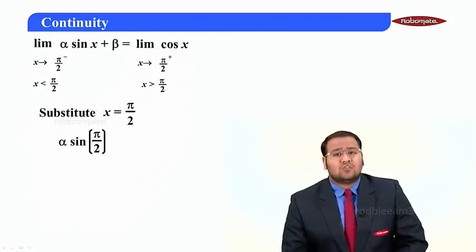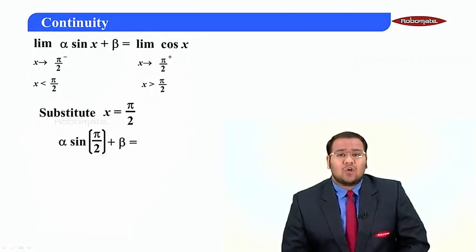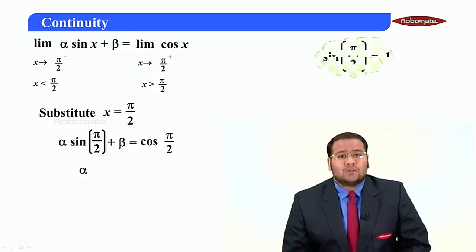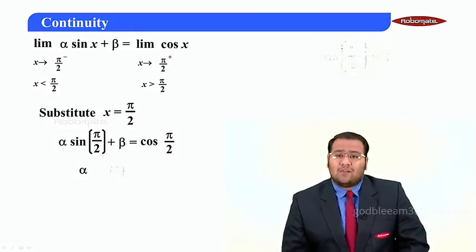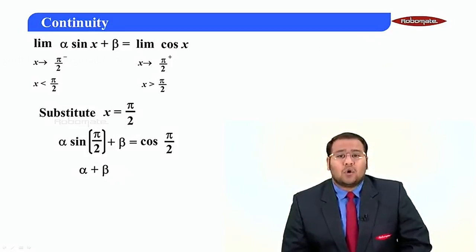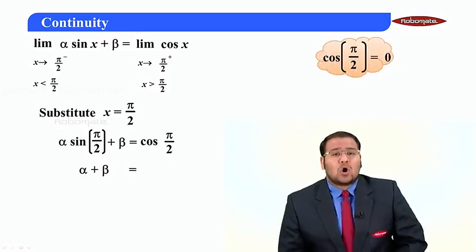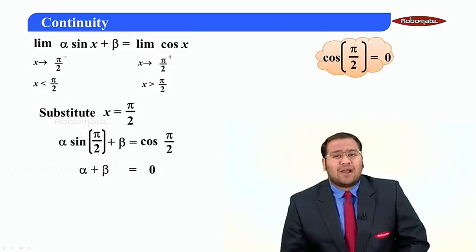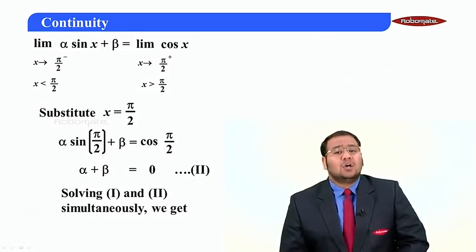Therefore, the equation would be what? Alpha into sine of pi by 2 plus beta, which is equal to cos of pi by 2. We know sine of pi by 2 is 1. Therefore, alpha into 1 would be alpha, plus beta, which is equal to cos of pi by 2. Cos pi by 2 is 0. So alpha plus beta is 0. Hence, I can say this is equation number 2.